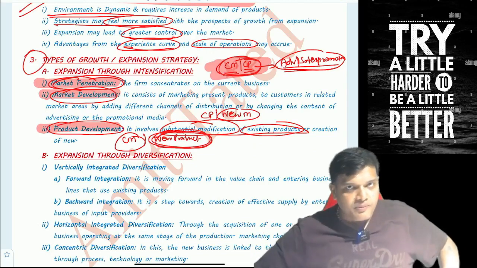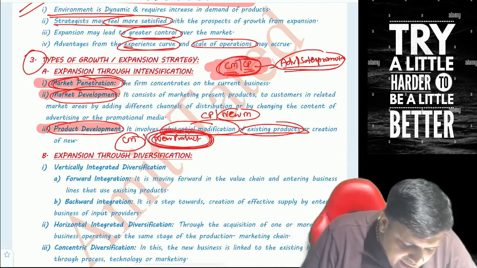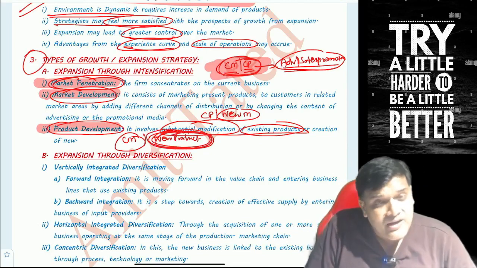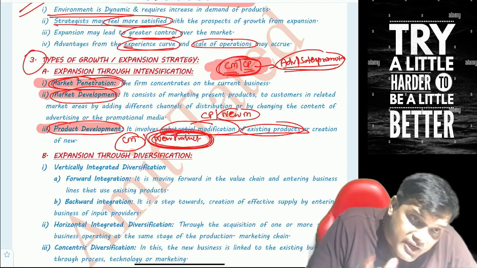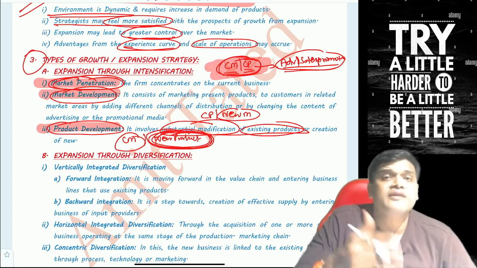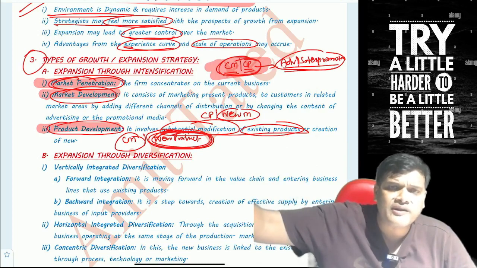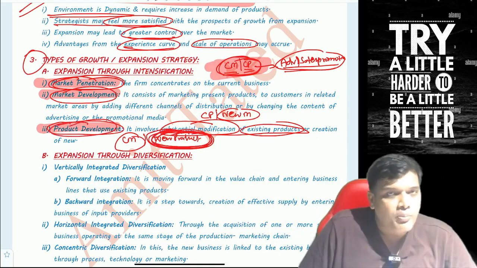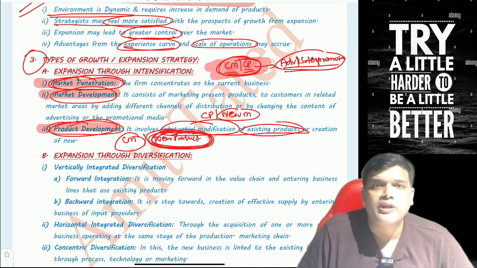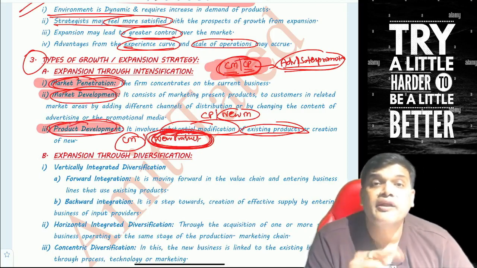So in intensification, here we will create a new product, but related to the existing product. Creation of new should be related to existing, otherwise it will go into diversification. We'll discuss diversification in the next 5 to 10 minutes. But this is exactly what comes into the picture for product development. Product development says you are in the same market, but you are creating a new product.